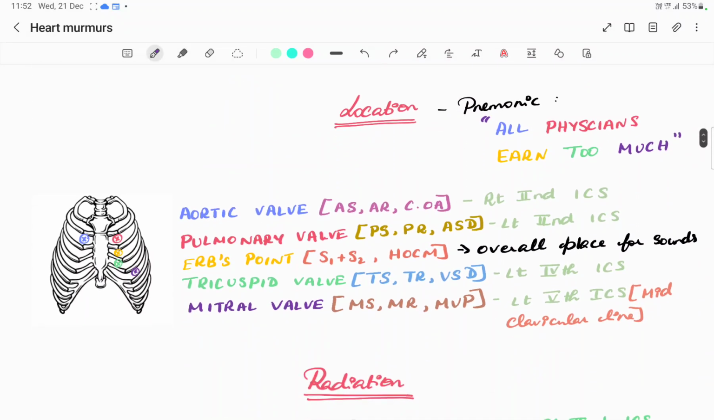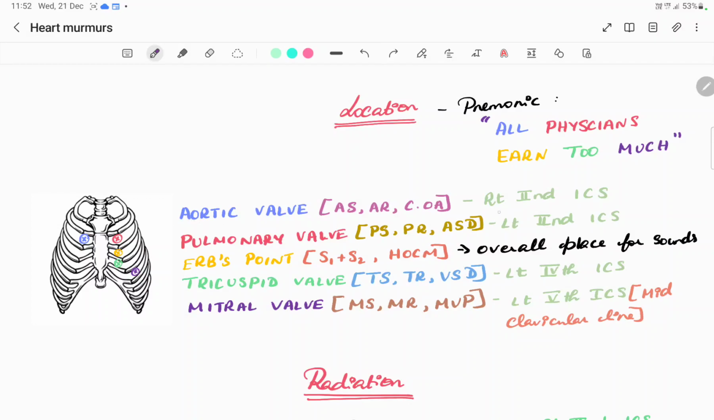So what is the location? We know there is a murmur, so where do we listen for it? There are basically 5 locations that we're going to see, which are aortic valve, pulmonary, Erb's point, tricuspid, and mitral. So first, coming to aortic.